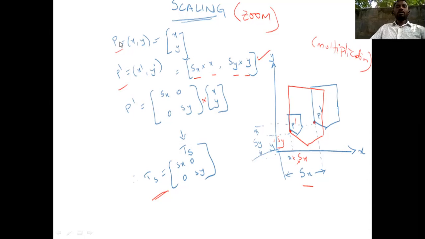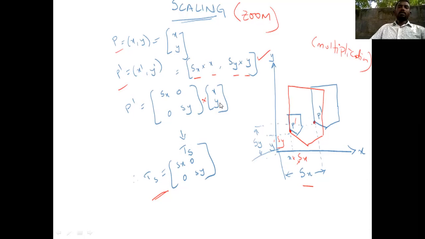Next, the mathematical relation. P is x comma y, so P dash is x dash and y dash. The scaled x dash is Sx into x in the x direction, and in the y direction Sy into y. Therefore P dash equals the matrix Sx 0, 0 Sy, multiplied by x, y.